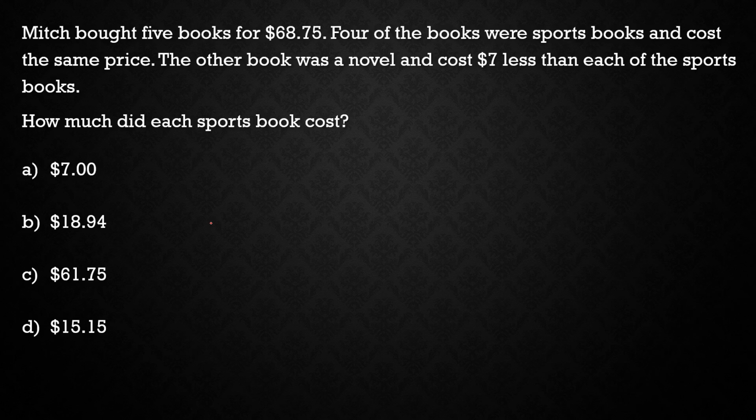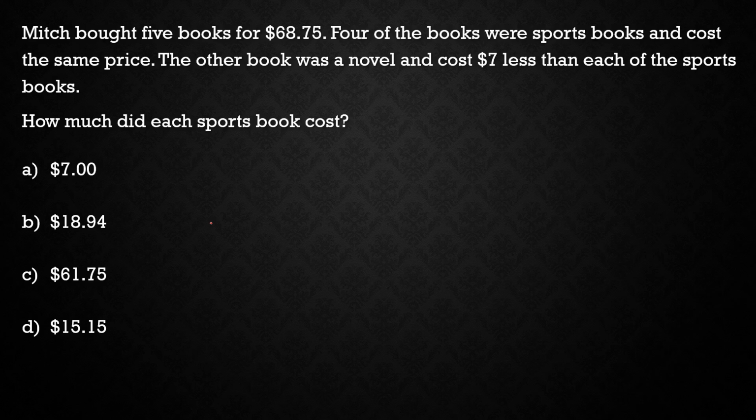All right, our last problem. It says that Mitch bought 5 books for $68.75. 4 of the books were sports books and cost the same price. The other book was a novel that cost $7 less than each of the sports books. How much did each sports book cost? All right. Okay, well, with this problem here, I would 100 out of 10 recommend working backwards.